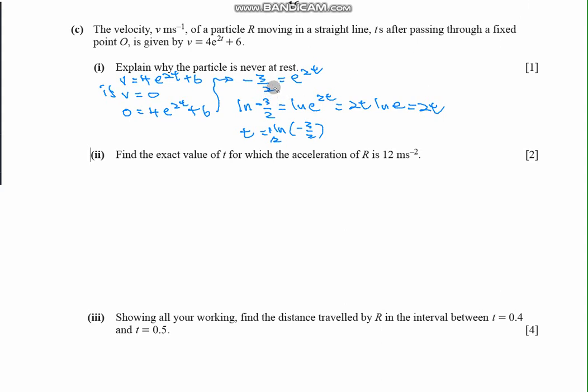Okay, now let's look at another question. This is a velocity function. The point is a fixed point t seconds after passing it. If t is equal to 0, then the particle is at point O.